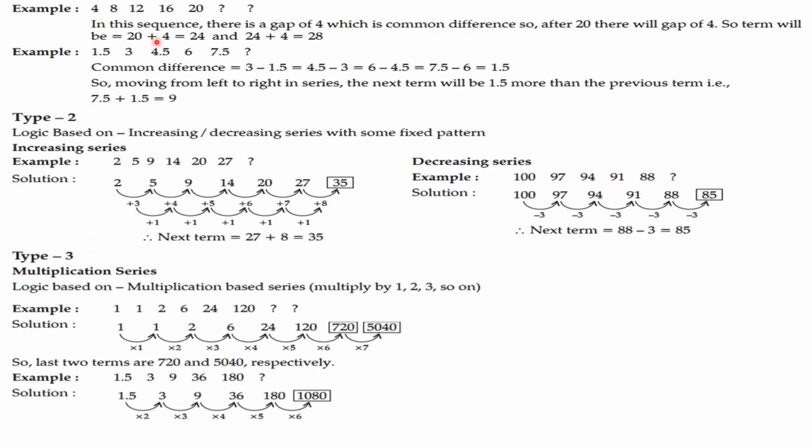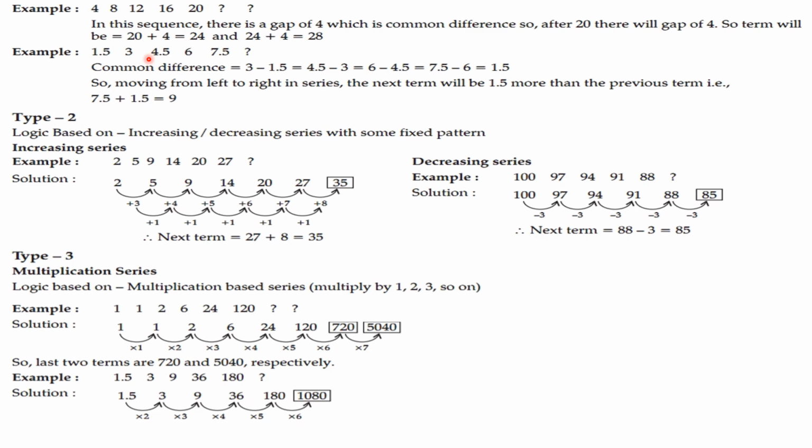Example: 4, 8, 12, 16, 20. In this sequence, there is a gap of 4, which is the common difference. So after 20, there will be a gap of 4. The next term will be 20 plus 4, which is 24, and 24 plus 4 is equal to 28.